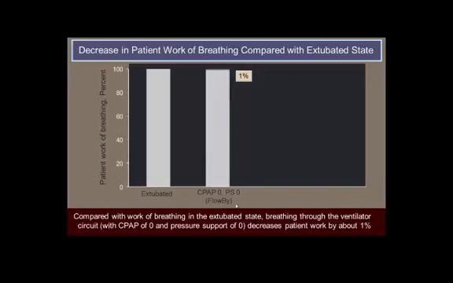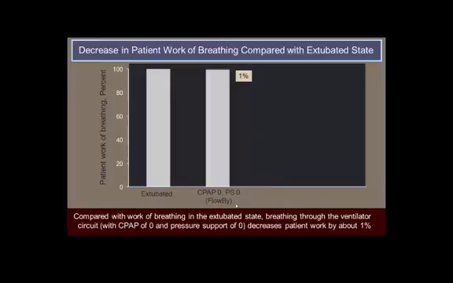And so if we compare the work of breathing in the extubated state compared with breathing before extubation, if you have the patient just breathing through the ventilator circuit where you set CPAP at 0 and pressure support at 0, the work of breathing for all practical purposes is identical. The problem is that when you set pressure support at 0, in fact the ventilator lies to you. You cannot set pressure support at 0.